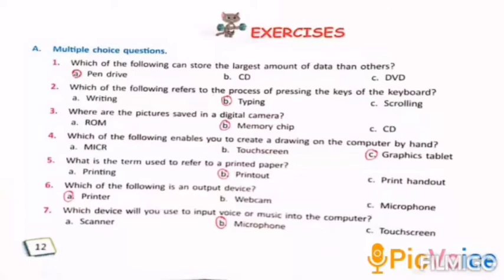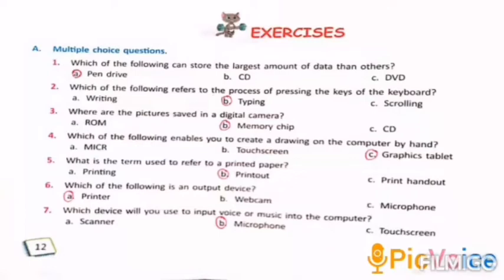Option A, pen drive. Option B, CD. And option C, DVD. Which one is correct? Option A, pen drive.